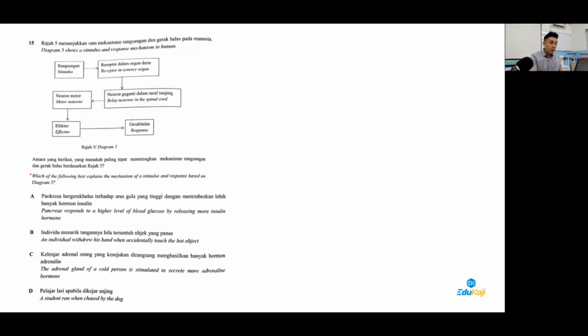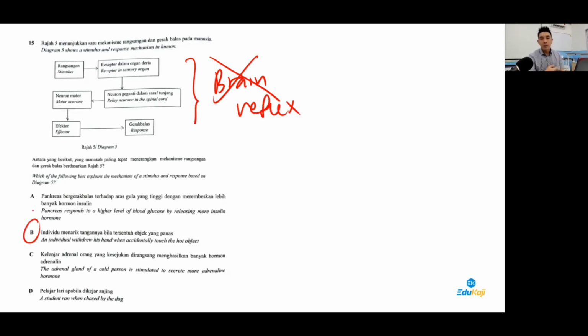Okay, 15, chapter 12. Which of the following best explains the mechanism of a stimulus and response? So for question 15 here, they want to know, based on this one, one simple question: does it go to the brain for interpretation? The answer is no. So therefore this is considered a reflex action. The typical textbook example is the withdrawal of the hand from something hot.